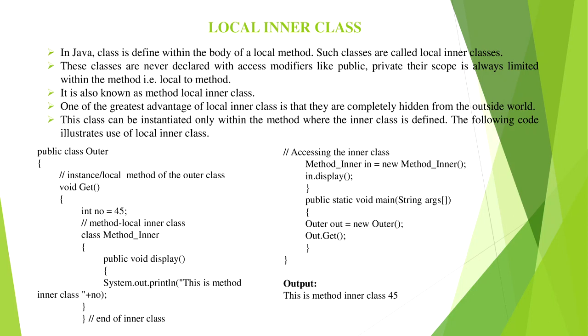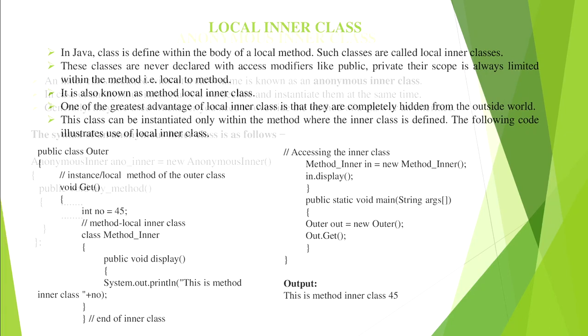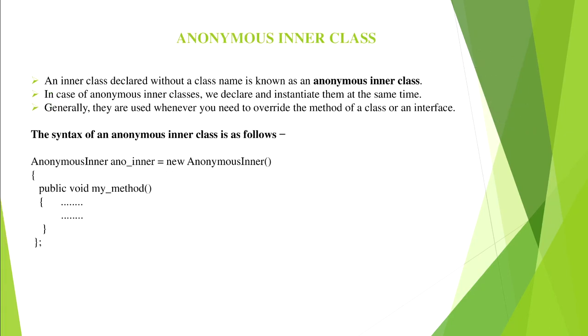The public static void main is where your program execution begins. Here I create the object of the outer class, Outer out = new Outer, and out.get. What happens here? As I call the get method, your control directly jumps to the get method where it is written. Then it initializes the variable number to 45, enters into the inner class, and then enters into the display method, and displays the message as it is. Hence you will get the output: this is a method inner class 45.